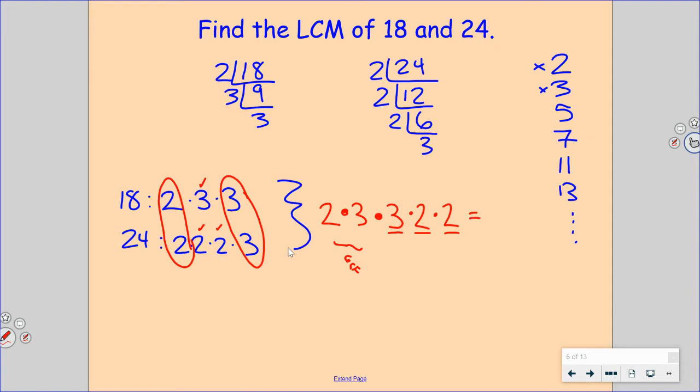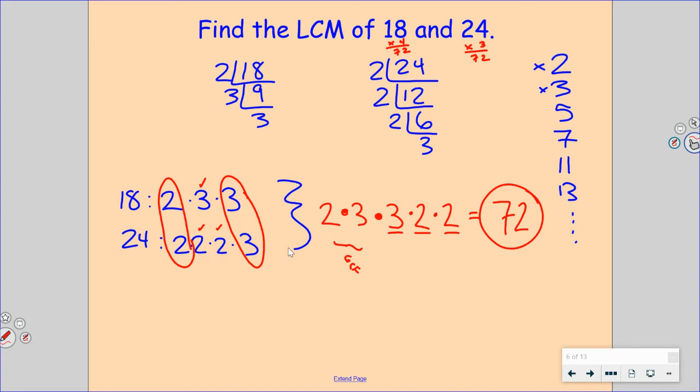Now check this out. Go through this bit by bit. 2 times 3 is 6. 6 times 3 is 18. 18 times 2 is 36, and 36 times 2, ladies and gents, is 72. The least common multiple of 18 and 24 is 72. Should you ever want to check it, you can make sure, okay, 24 times 3 is 72, and 18 times 4 is 72. There is no number less than that.